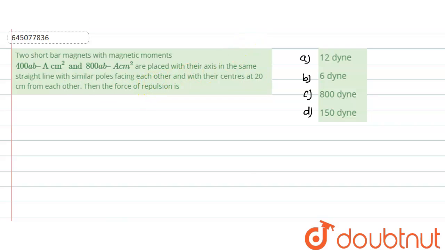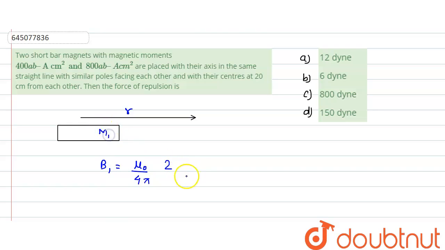If there is a bar magnet, drawn like this, and we take a point at a distance r from the center, what is the magnetic field at this location? It would be the axial position, so B1 equals mu naught divided by 4 pi, times 2 m1 divided by r cube, where m1 is the magnetic moment of this magnet. This would be the magnetic field.